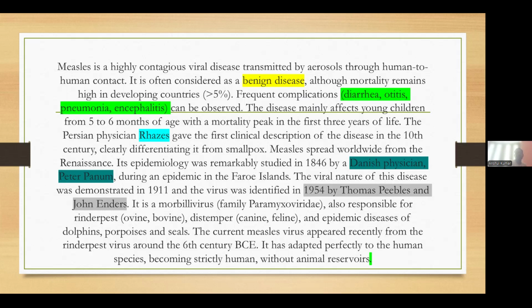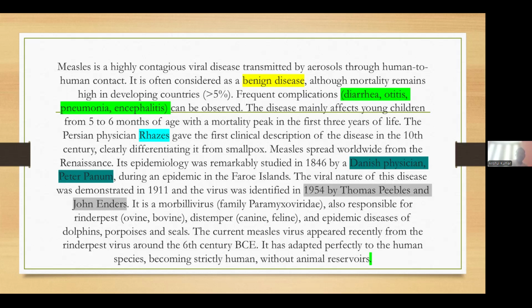So the first proper study was made by the Danish physician, that is Peter Panum, during the epidemic in the Faroe Islands. The viral nature of the disease was demonstrated in 1911 by Goldberger and Anderson by transmitting the disease to monkeys through the inoculation of filtrates of blood and nasopharyngeal secretions from patients. The virus was isolated in monkey and human kidney cells by Enders and Peebles in 1954.